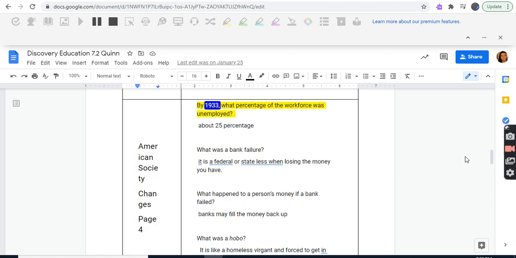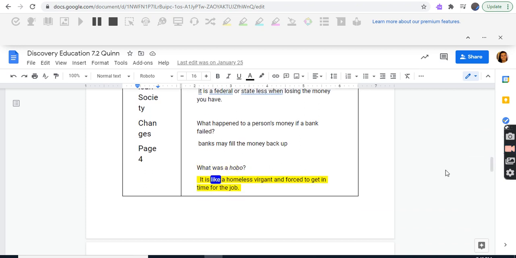By 1933, what percentage of the workforce was unemployed? About 25%. What was a bank failure? It is a federal or state loss when losing the money you have. What happened to a person's money if a bank failed? Banks may fill the money back up. What was a hobo? It is like a homeless vagrant and forced to get in time for the job.